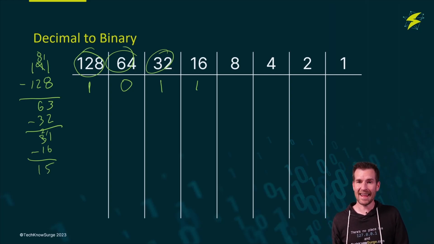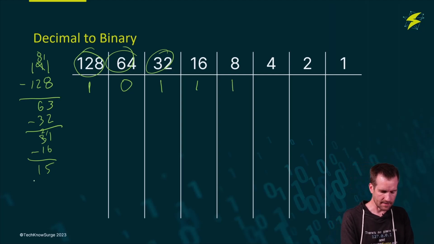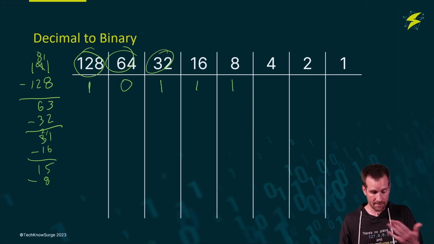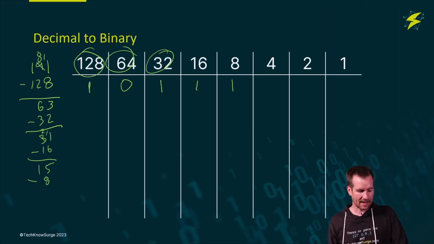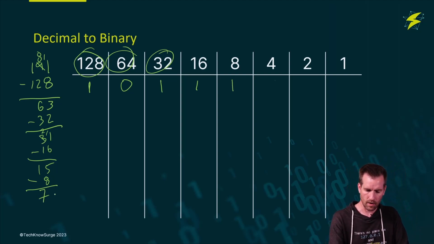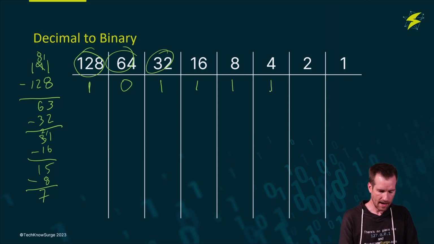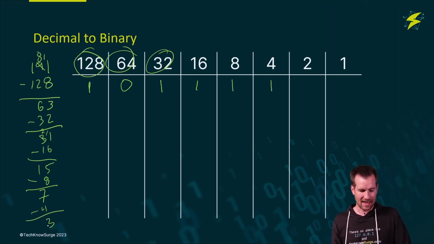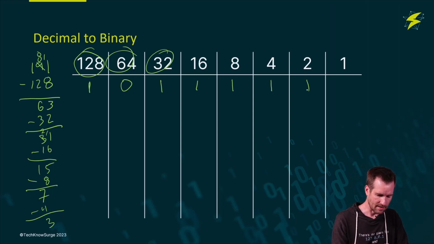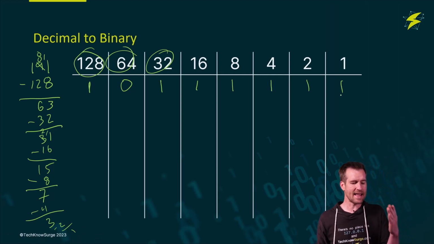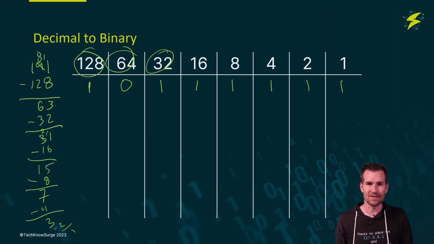All right, so is there an 8 inside there? Yes, there is. So I'm gonna subtract 8 from 15, and that's gonna be 7. Is there a 4 in there? Well, yes, there is. So I'm going to subtract the 4 out of that, and I end up with a 3. And is there a 2 in there? Yes, there is. I'll subtract the 2 from that. I end up with 1, and so there's a 1 in there. So there is now the binary equivalent of this number.